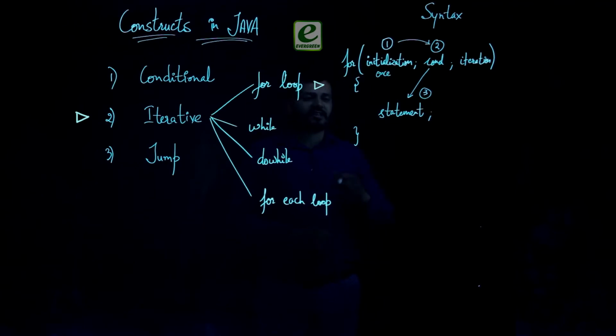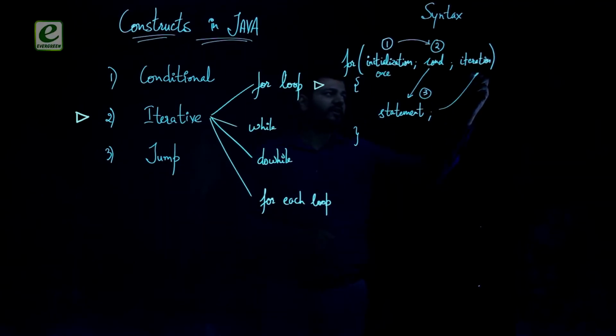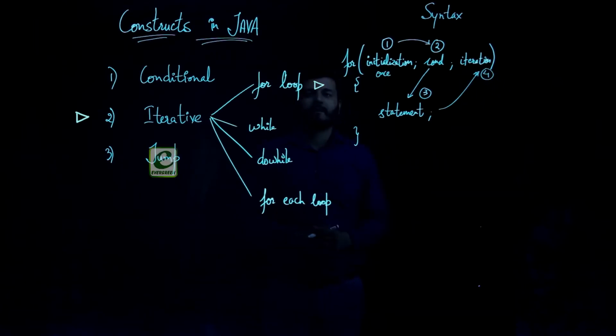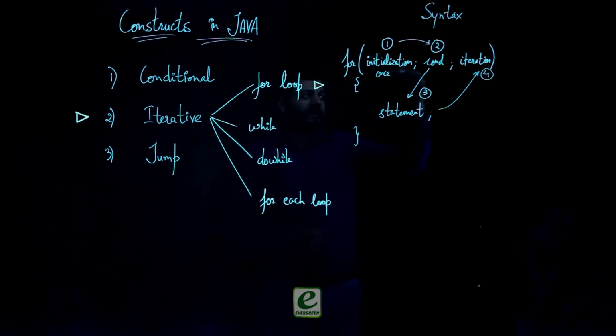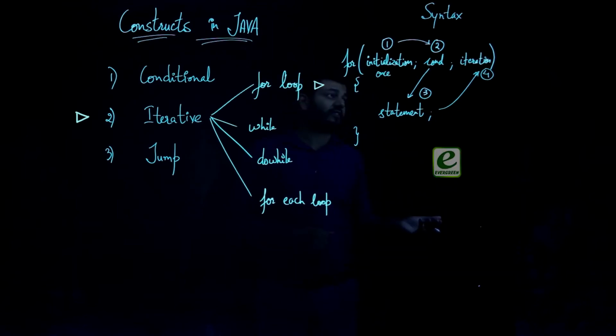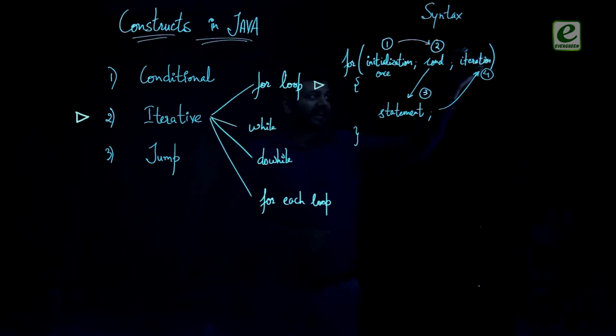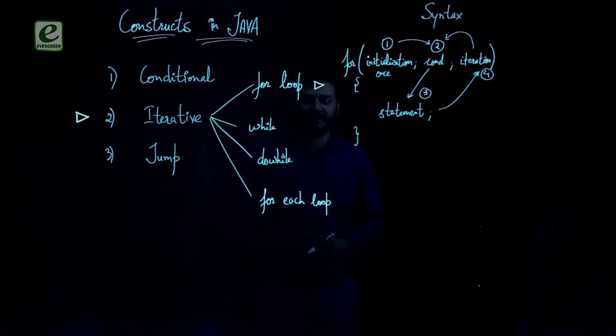The statement executes and then it moves to iteration, which is the fourth step. Here, your variable takes the iteration, either negative or positive, which you can say is increment or decrement. And then again the condition is rechecked. If it is true, again the statement will run. If it is false, the loop will terminate. So let's consider an example.